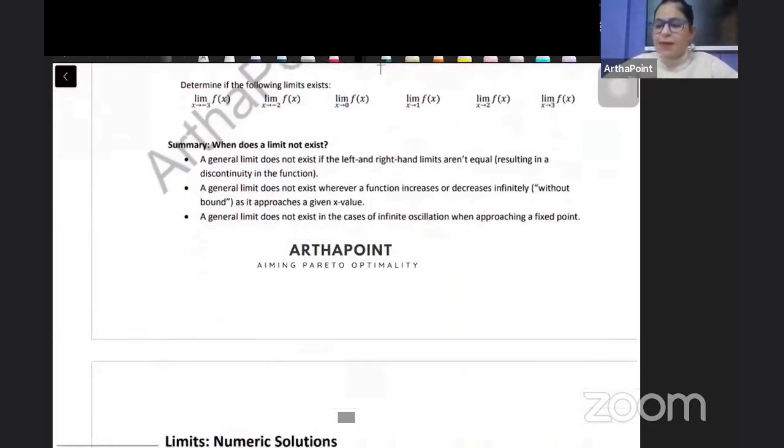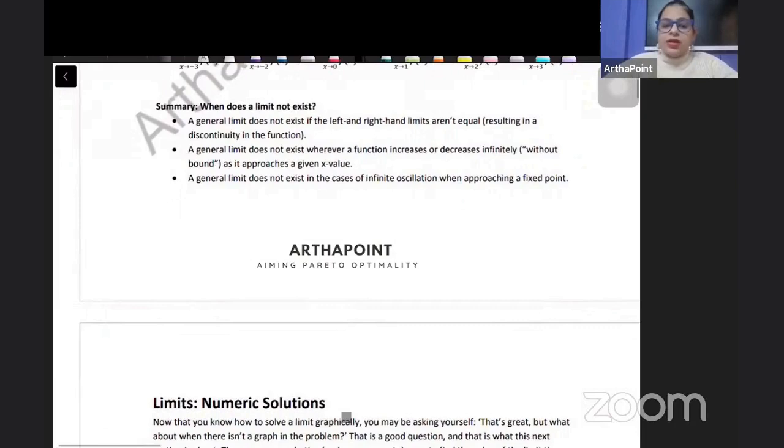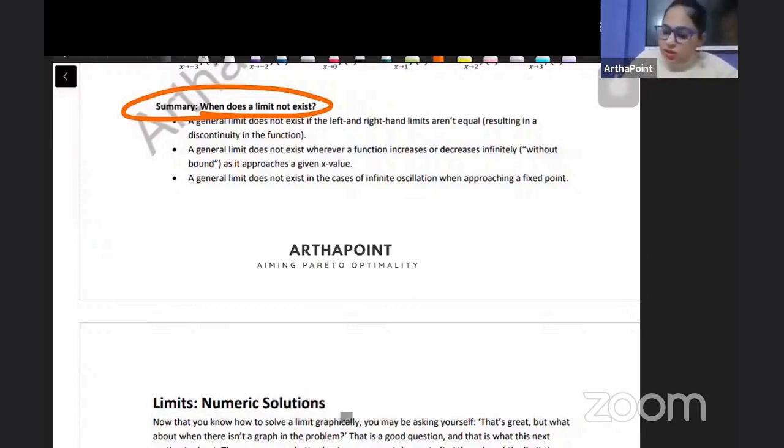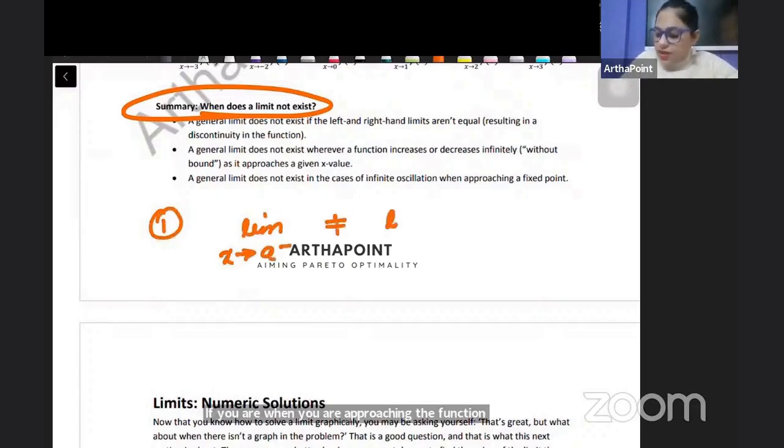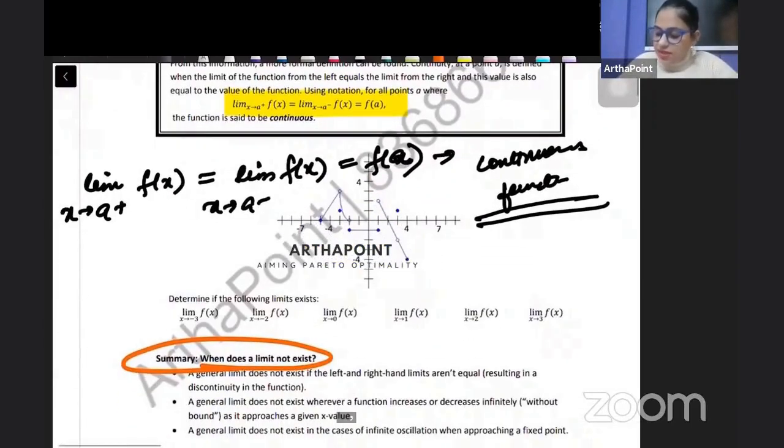अब question जो exam में आता है, what comes in exam? The first important thing that will come in exam is when does a limit not exist? ऐसा कब होगा कि limit exist नहीं करेगी? So the first thing, when you are approaching the function from left hand side and when you are approaching the function from right hand side, if these two values are not equal, अगर ये दो values equal नहीं हैं, then the limit will not exist. जैसे हमने इस ग्राफ में देखा था.